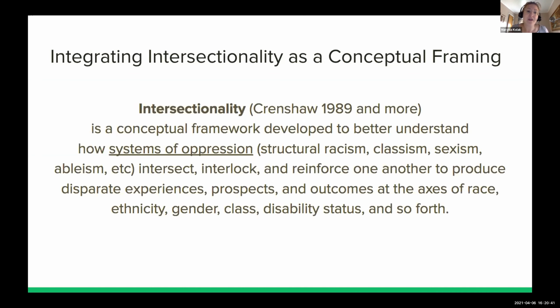A lot of what we've been integrating recently is something called intersectionality. This actually becomes a big player within the COVID Atlas moving forward, and we'll come back to that in a minute. But intersectionality is a conceptual framework developed to better understand how systems of oppression intersect, interlock, and reinforce one another to produce disparate experiences, prospects, and outcomes across a variety of different groups, right?